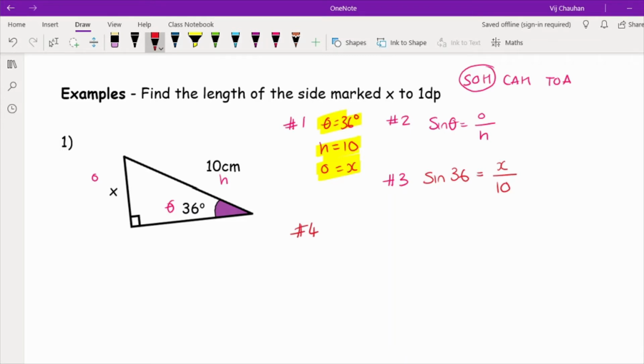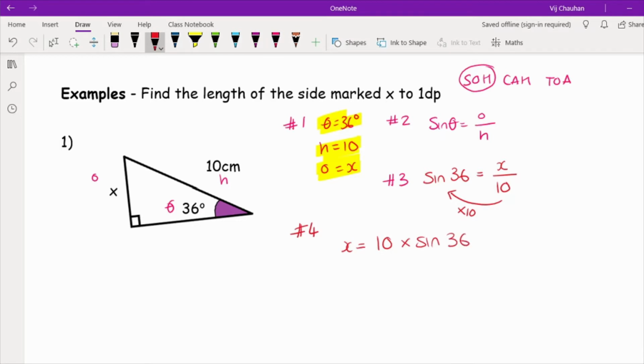If you think, what we're going to try and do is get x by itself, so you think to yourself, well, what's on the same side as x? 10. What's the 10 doing? Dividing. So to get rid of the 10, what we need to do is the opposite. So I'm going to times by 10. So x is going to equal 10 times sine 36.